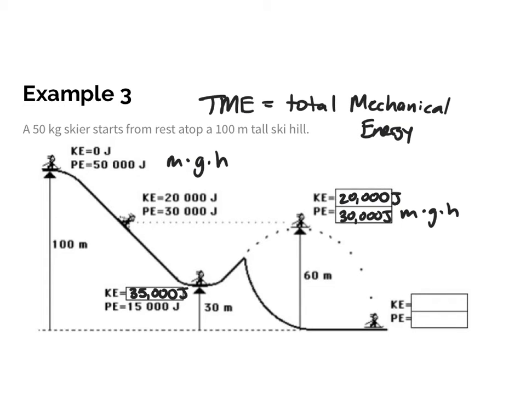And then at the bottom, since they have a height of about 0, I know they're going to have 0 joules of potential energy, which means all of that energy, that entire 50,000, is all in the form of kinetic. So what I see here is just kind of a give and take between kinetic and potential energy, such that the total mechanical energy always stays the same. This is what's called the law of conservation of energy.